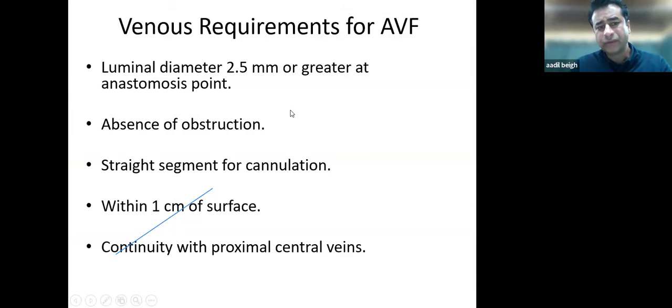So the luminal diameter of the vein should be 2.5 mm or greater where you want to have the anastomosis. When you have more than 2.5 mm, the chances of fistula maturation is very high. There should be no obstruction or thrombosis of the vein. There should be a straight 10 centimeter segment of the vein, within 1 centimeter of the surface, and it should continue with the proximal veins of the body.